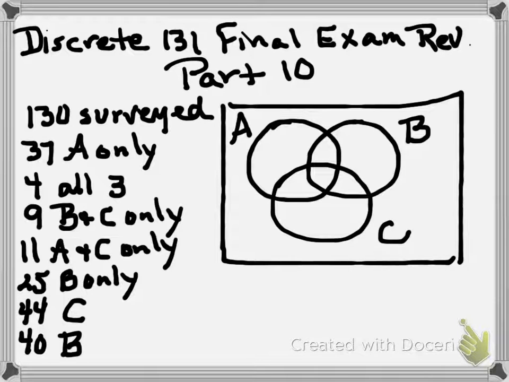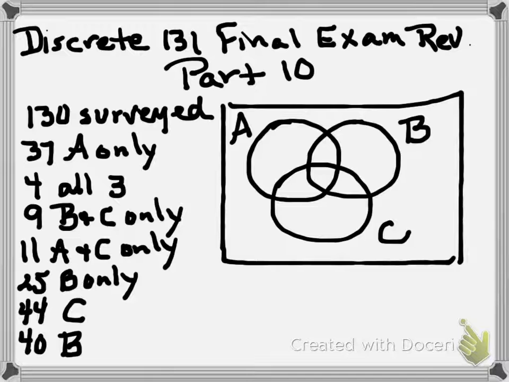This is a Venn diagram problem review. So there were 130 people surveyed, and 37 got relief from drug A only, 4 got relief from all 3 drugs, A, B, and C, 9 got relief from B and C only, 11 got relief from A and C only, 25 got relief from B only, 44 got relief from C, and 40 from B.